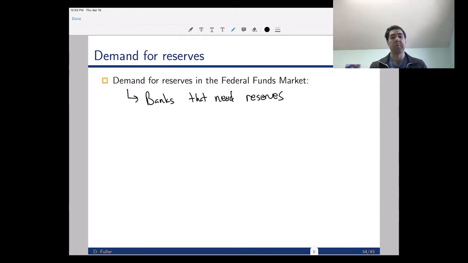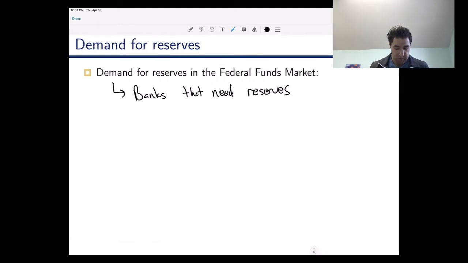So I'm short on my reserves for the day. I think we're going to have more withdrawals than we have in reserves at the Fed to make the transfers. So I need some more. So I'm going to borrow from other banks. That's demand for reserves. And so this is pretty straightforward.